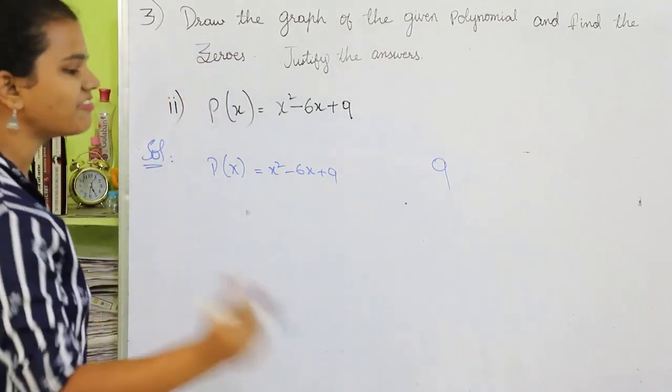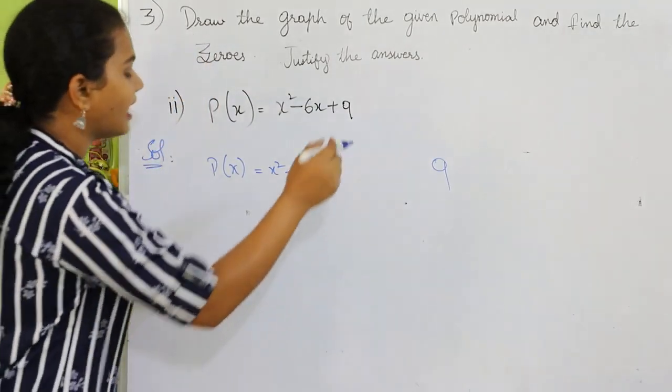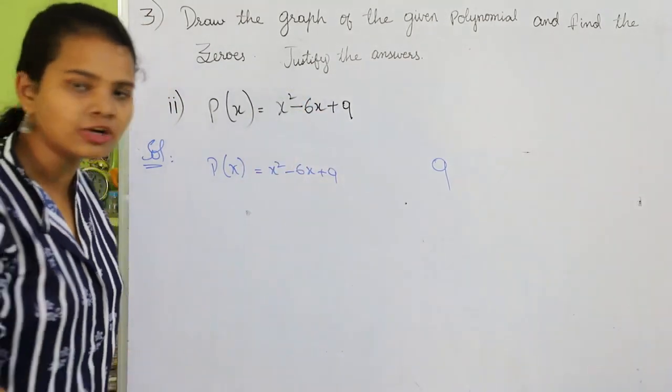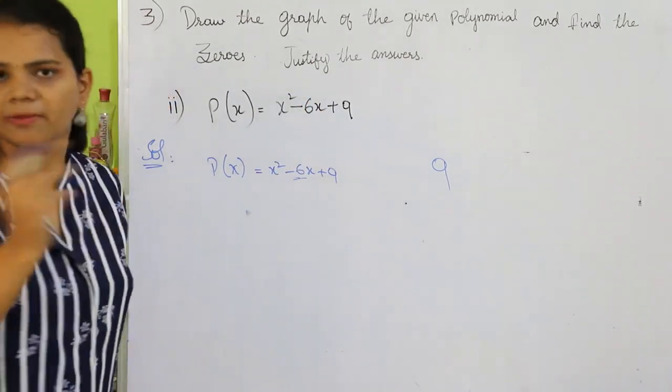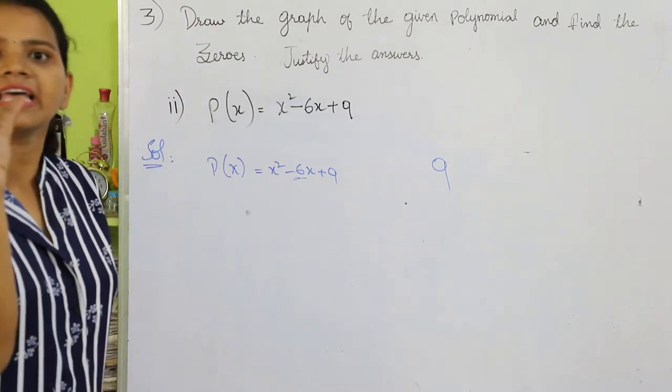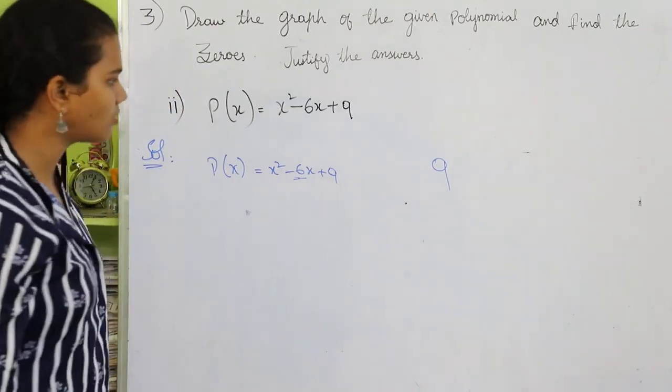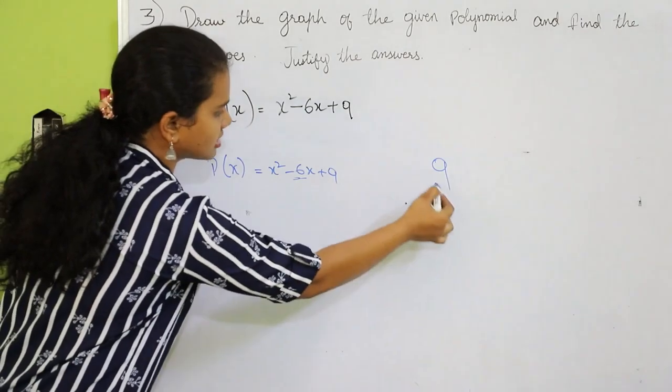Now find the factors for 9, where both factors should result in minus 6. If I add both factors, then it must give minus 6. So what happens if I find the factors for only 9?